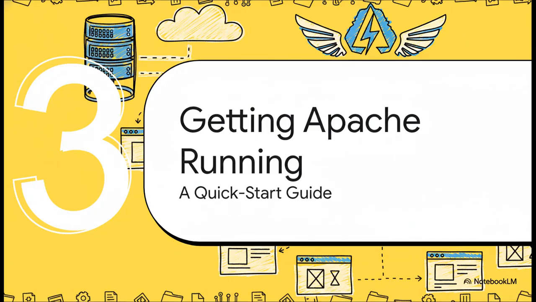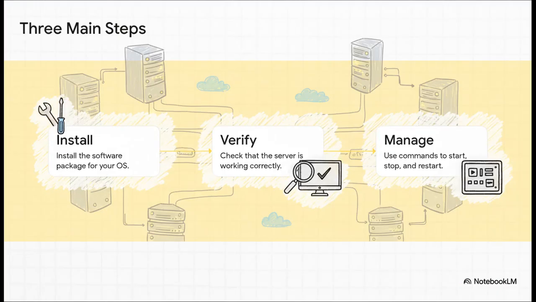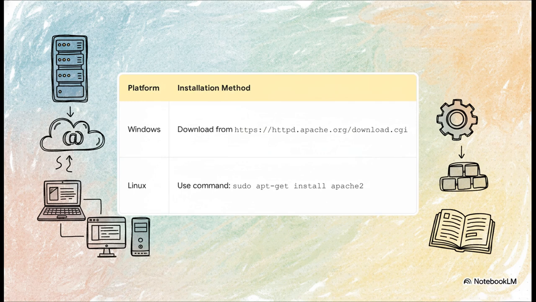Okay, so how do you actually get this engine started? Let's walk through a super quick, high-level guide to getting an Apache server up and running. The whole process is surprisingly straightforward. It really just boils down to three main phases. First, obviously, you install the software. Second, you do a quick check to make sure it's actually working. And third, you learn the basic on-off switch, the commands to start it, stop it, and restart it when you make changes.